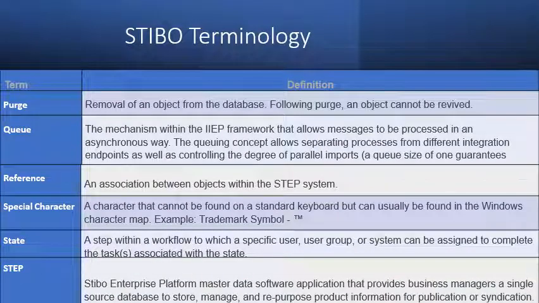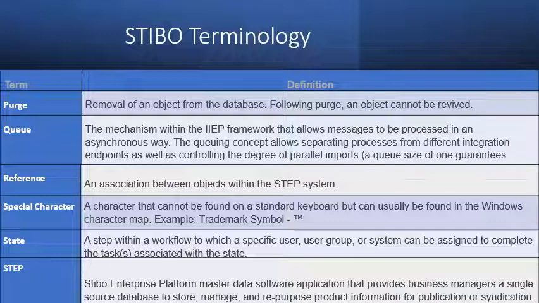Purge is the removal of an object from the database. Whenever we don't require an object, it can be purged. Queue is a queue in which messages are processed asynchronously. This is like a queue which manages them. This is not being used as of now. Very rarely will people use it. As per my experience, it is very rare to use.